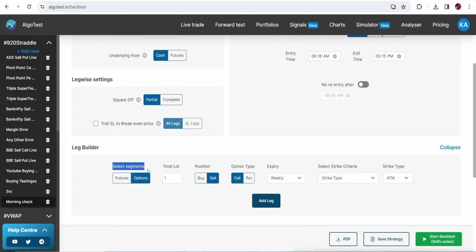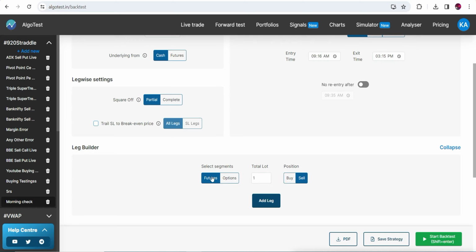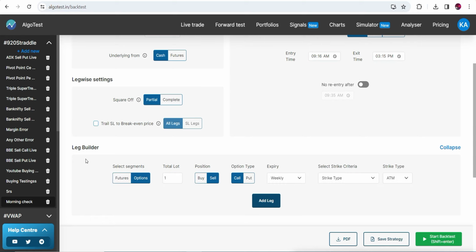Here it gives you the option to do a future leg or an option leg. For example, if I select future, here I can add a leg of one lot future buy or one lot future sell. Similarly, in options, as we are creating a strangle, we will select options here. Here you can enter the quantity, if we want to trade one lot or two lots, or whichever quantity we want to trade or backtest. Position: as you also know, we can buy an option or sell an option. As we are creating an option selling strategy for a strangle, we will select sell here.